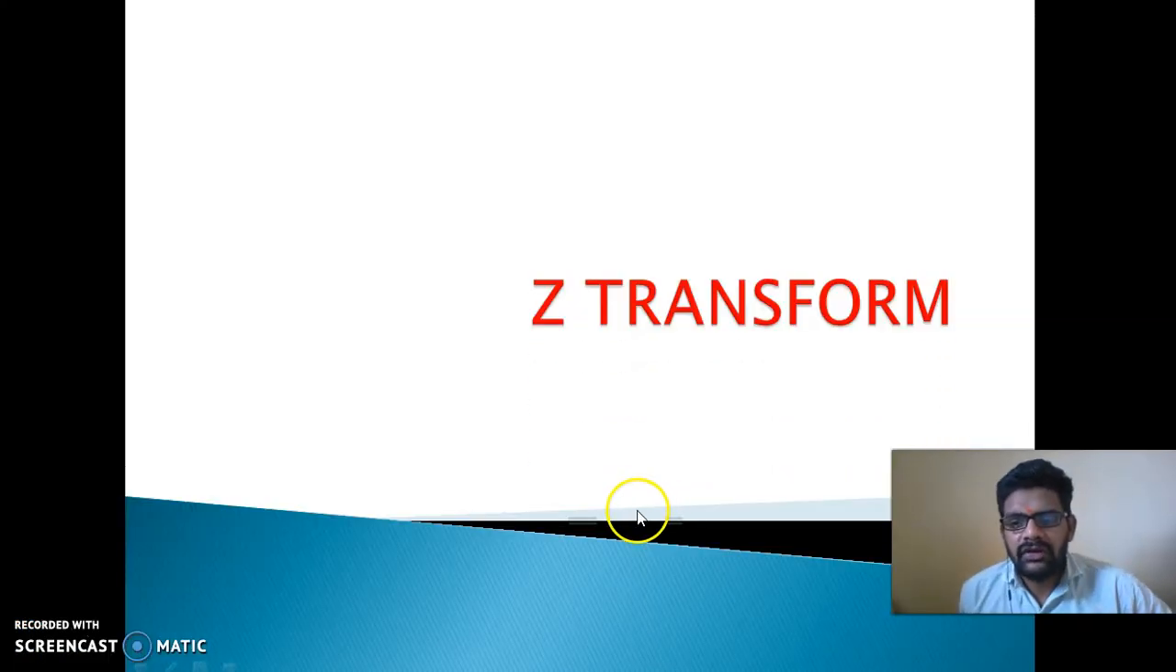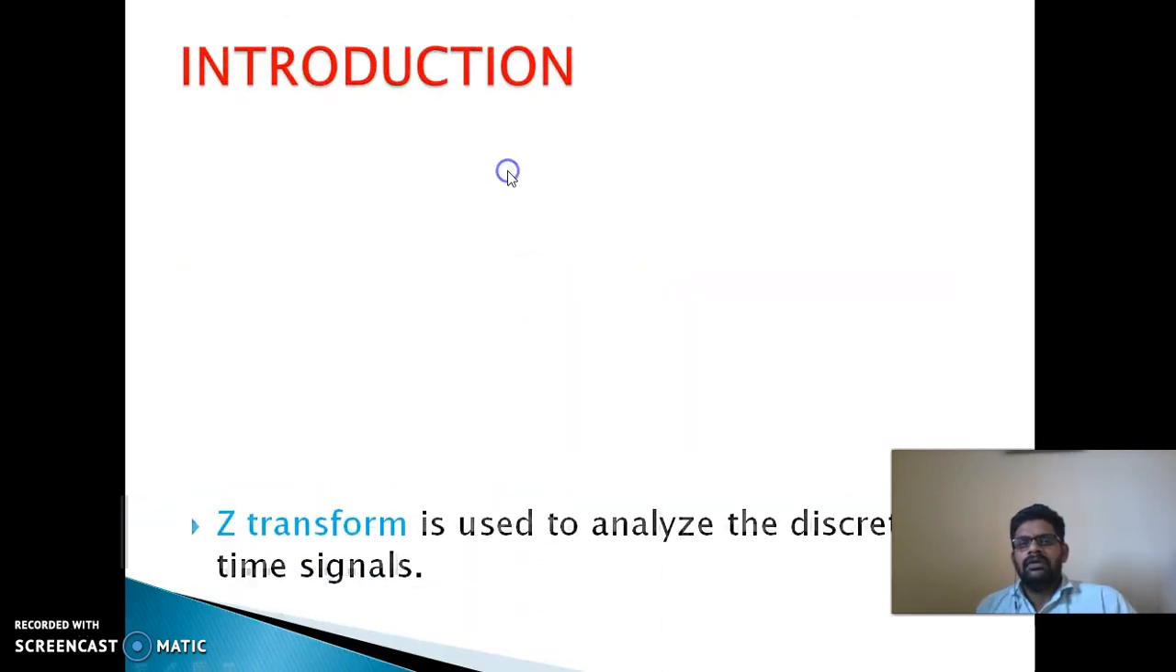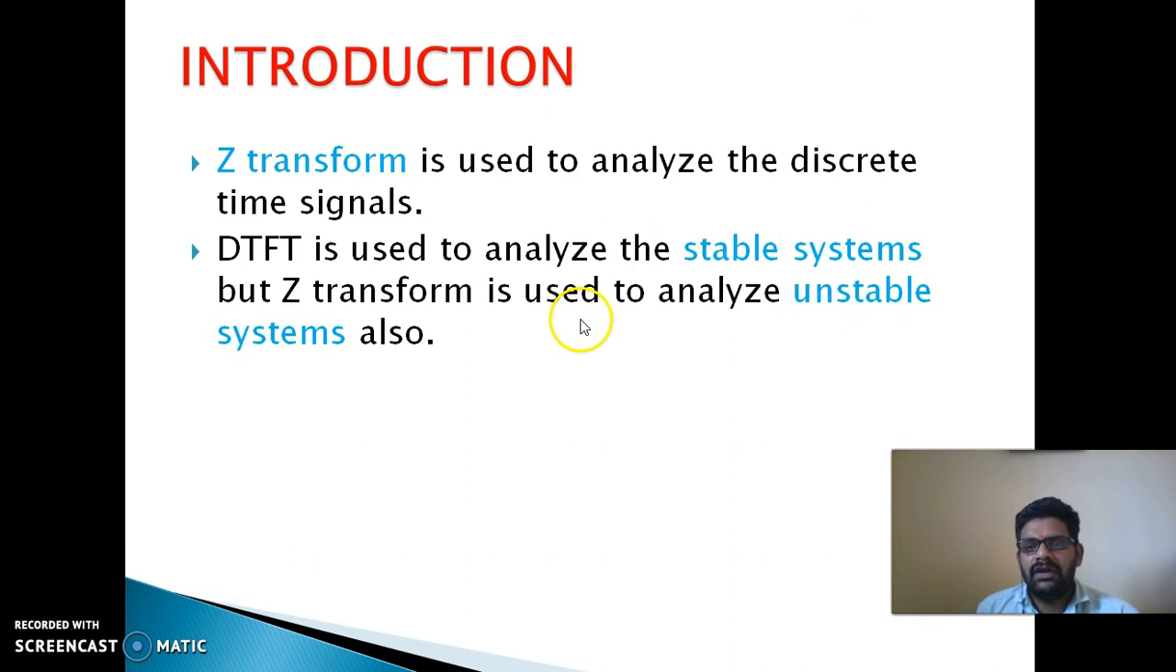Next we'll see the Z transforms. Z transform is another tool that is used to analyze discrete functions. Actually, we have already seen the discrete Fourier transform for the analysis of discrete functions, but there are some limits for the discrete Fourier transform, like the normal Fourier transform. They will not suit absolutely non-integrable functions or unstable functions, but the Z transform can be applicable to unstable signals or unstable functions also. So Z transform is for discrete functions, and it is also used for unstable functions.